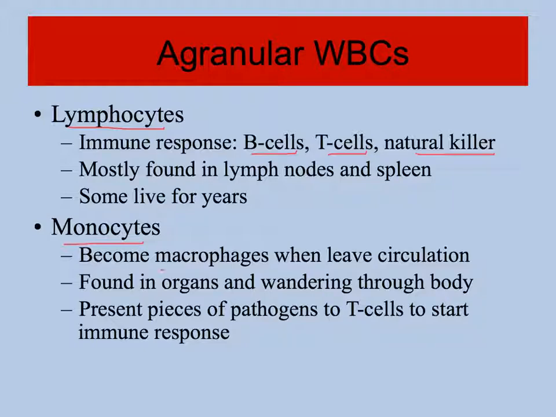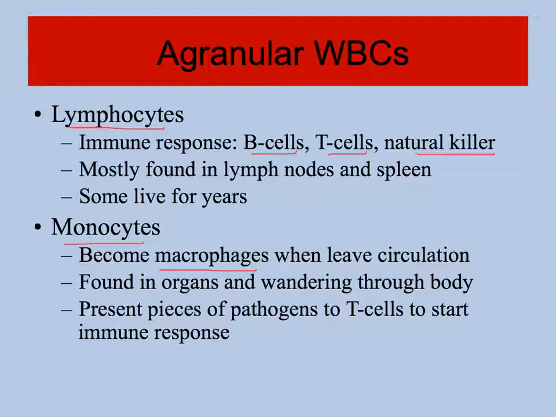Monocytes become renamed macrophages when they leave the circulatory system and start migrating around the body. They can be found in particular organs or just wandering wherever we need them. And they have the phagocytic ability to take in bacteria like the neutrophils do, and these are the other very, very common ones. The macrophages and the neutrophils are your two most common white blood cells.